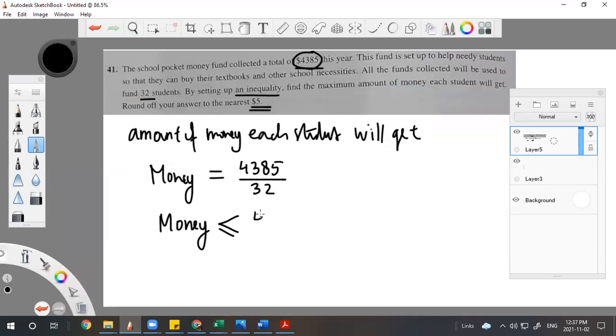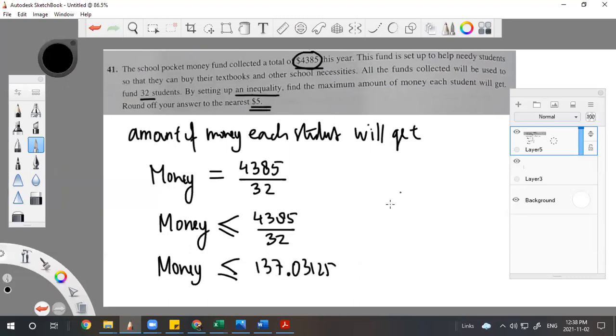Oke, simple kalau itu. 4385 over 32. You have the tools. You have calculator. Right? Hitung. Divide by 32. Yeah, the answer will be 137.03125. Whoa, what is this? Again, to the nearest 5. Is it the nearest 5? No. So the money will be ada 137.03125 ada di kirinya. It's on the left and it is boleh.